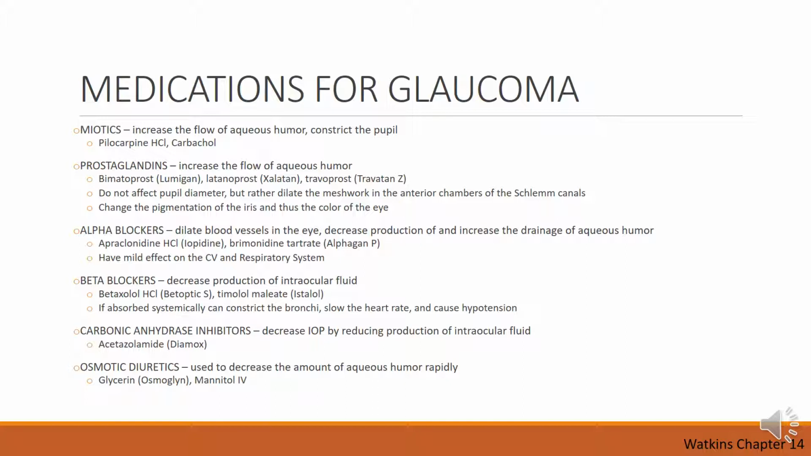Carbonic anhydrase inhibitors, these decrease the intraocular pressure by reducing production of intraocular fluid. Diamox is the one you're going to hear about most often for that.